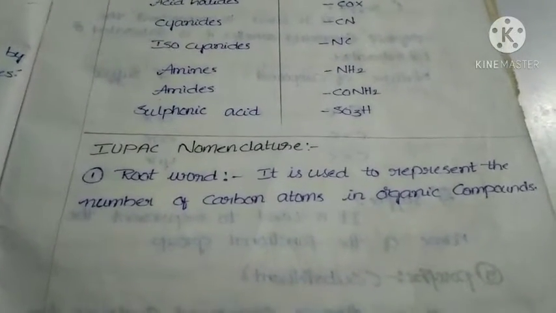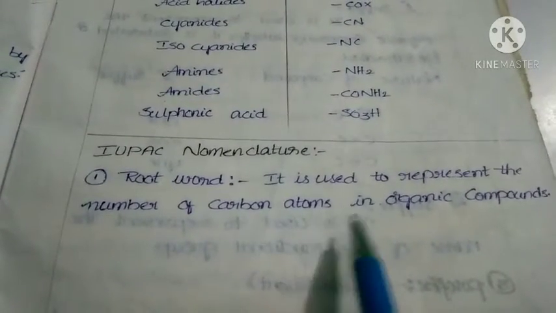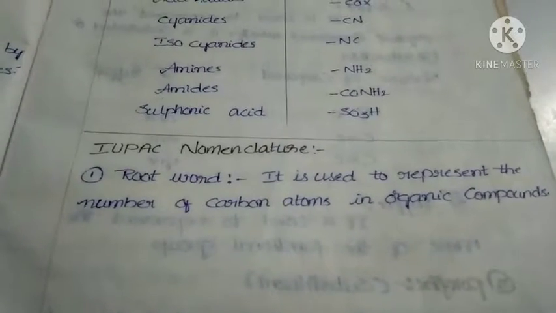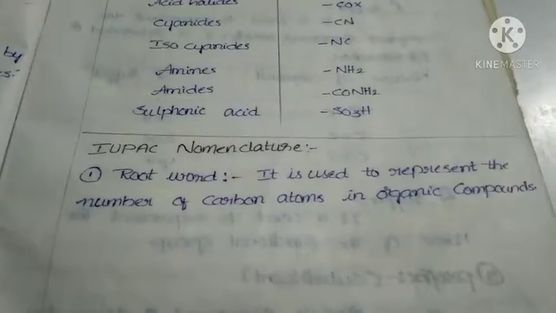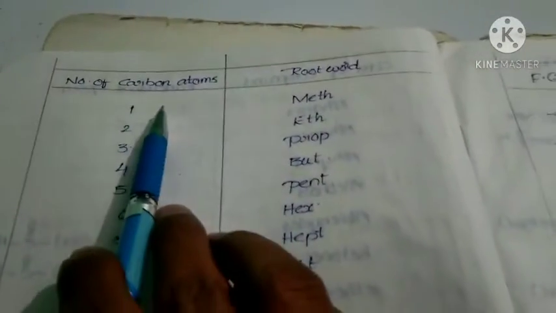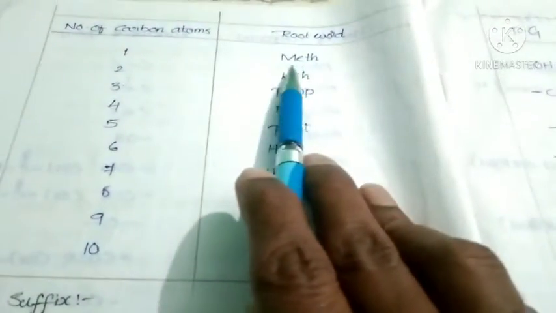Root word represents the number of carbon atoms in a given organic compound. It represents how many carbon atoms are present in the given organic compound. If one carbon atom is present, then its root word is meth, M-E-T-H, meth.